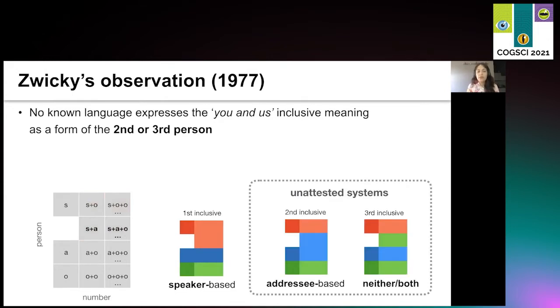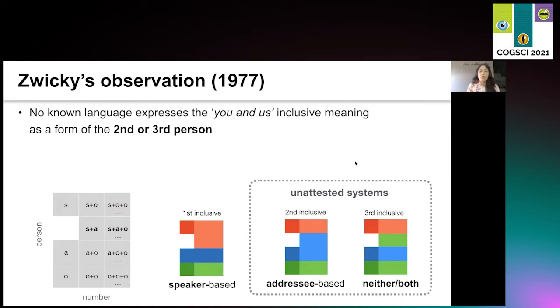Now, Zwicky observed that there is no language that expresses this inclusive meaning as a form of the second or the third person. Just to put it differently, there is no language that uses the same pronominal form to refer to all groups that contain the addressee without carrying out the speaker. And there is also no language that uses the same pronominal form for groups that contain both speaker and addressee, or neither speaker and addressee.